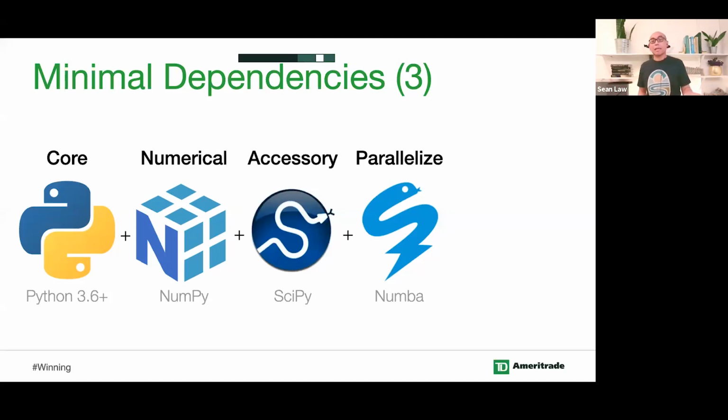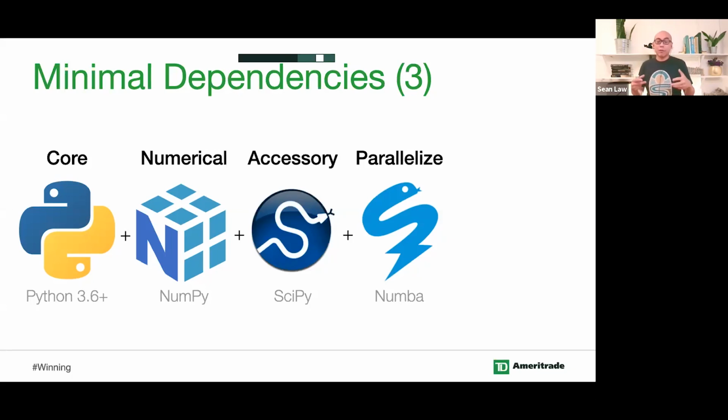And for parallelization, so parallelizing Stumpy across all of the cores of your server, we use Numba. For those of you who aren't familiar, Numba allows you to write Python code, and then it JIT compiles it to highly performant code for you. And it allows you to essentially avoid the global interpreter lock within Python.